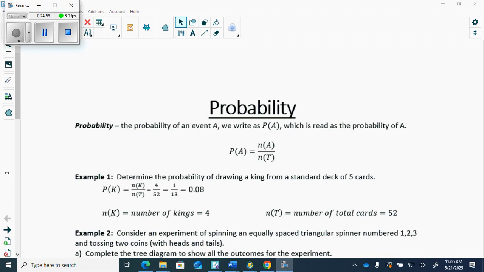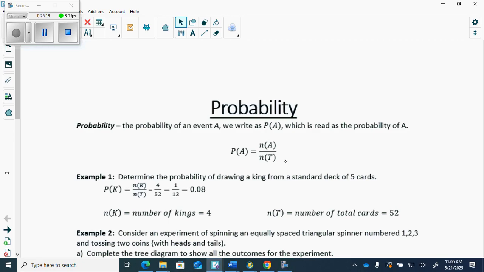Probability of an event A. Everyone paying attention? Probability of event A, we write as P of A equals N of A over N of T. It's read as the probability of A. So what you do is this is the number of A's over the number of what? What do you think T represents? Total. Remember, get a pen. Let's grab a pen. Get in the game.